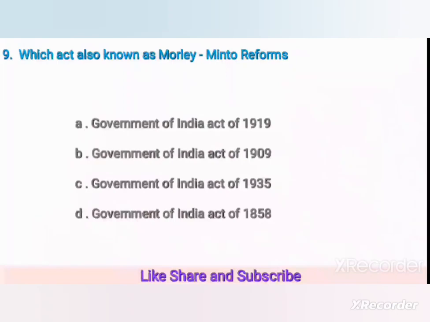Which act is also known as Morley-Minto reforms? Option A, Government of India Act of 1919. Option B, Government of India Act of 1909. Option C, Government of India Act of 1935. Option D, Government of India Act of 1858. And the correct answer for this question is option B, Government of India Act of 1909. Next question.